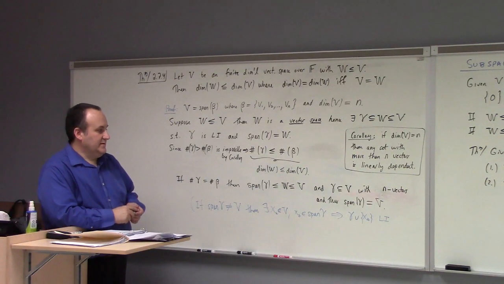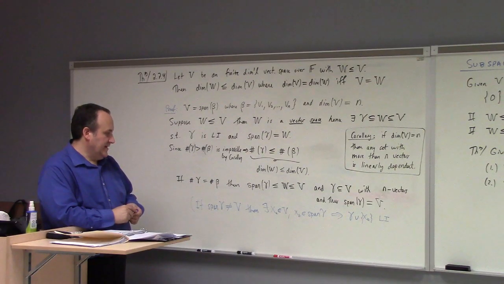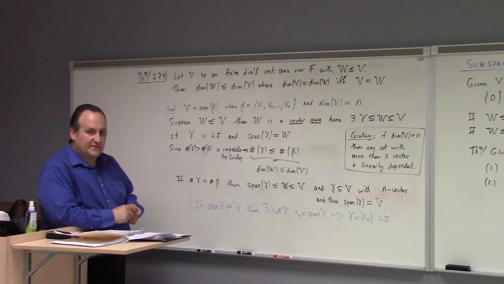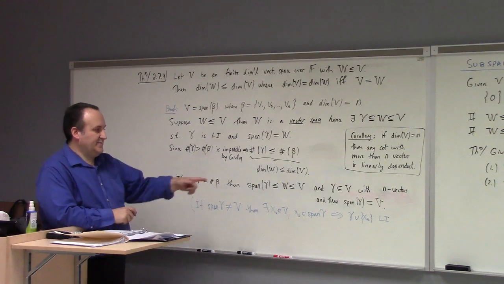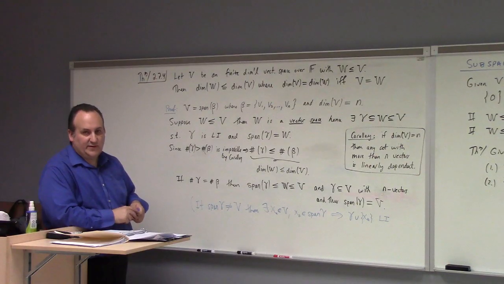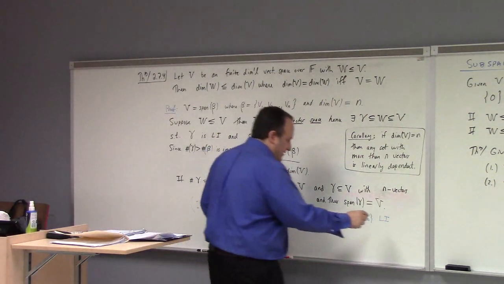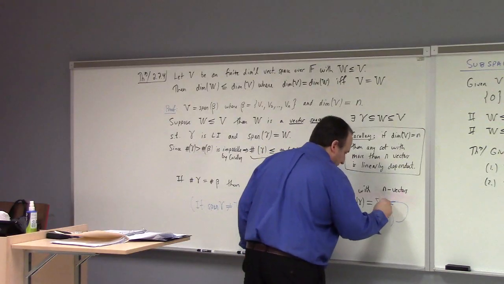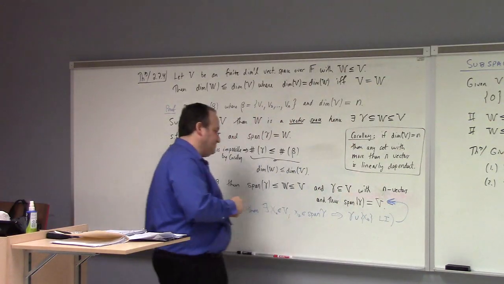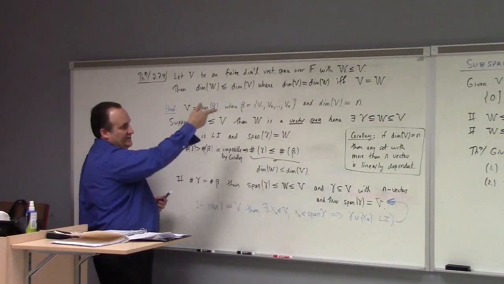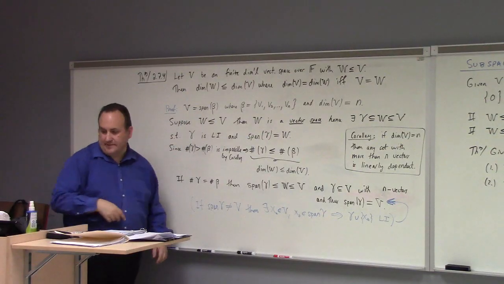Because we can't have more than n linearly independent vectors in an n-dimensional vector space. So that forces the span of gamma to be V, because to say otherwise is to violate the dimension theorem that we proved last time. So this blue contradiction is why this is the case, okay? Which is the conclusion of the theorem.